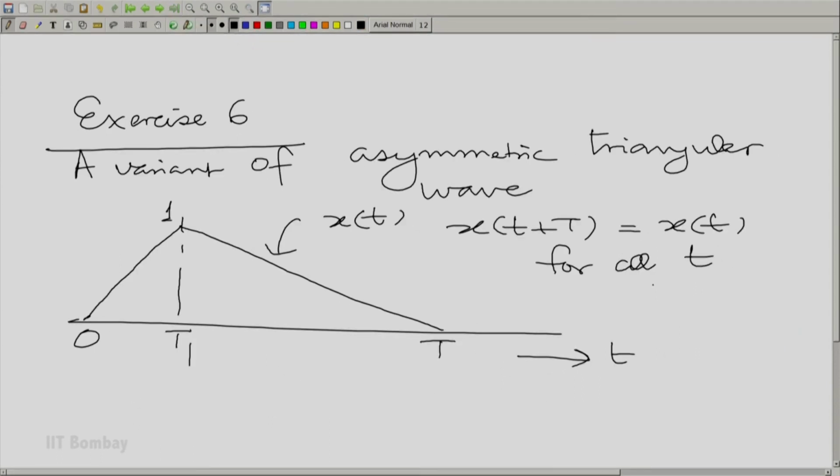Anyway, so here we are, a variant of an asymmetric triangular wave. Here T1 is between 0 and T, but T1 is not equal to T by 2. And here again you could do the same thing, substitute T1 equal to T by 2 and see if you get what you got for exercise 5. And also compare this with what you got for the asymmetric triangular wave shown earlier. Try and explain the differences. That is the challenge for you.